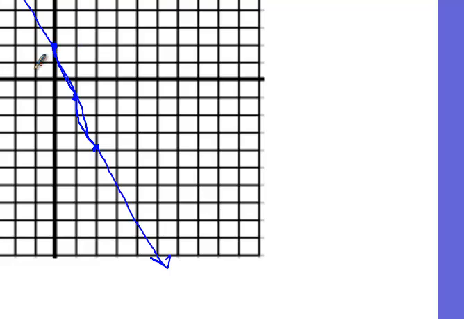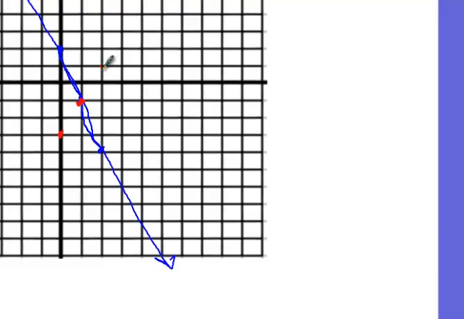So our red line is y equals 2x minus 3. So I'm going to go down to y is negative 3 for our y-intercept. I'm going to go up 2 over 1, up 2 over 1.